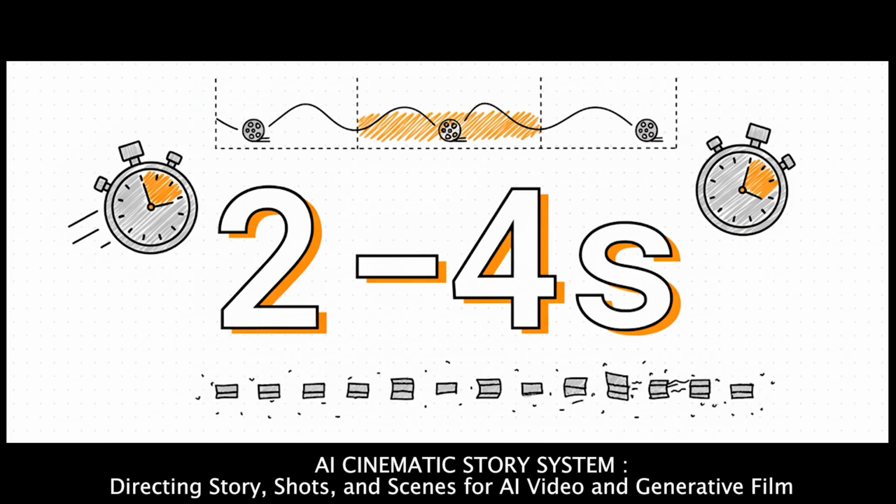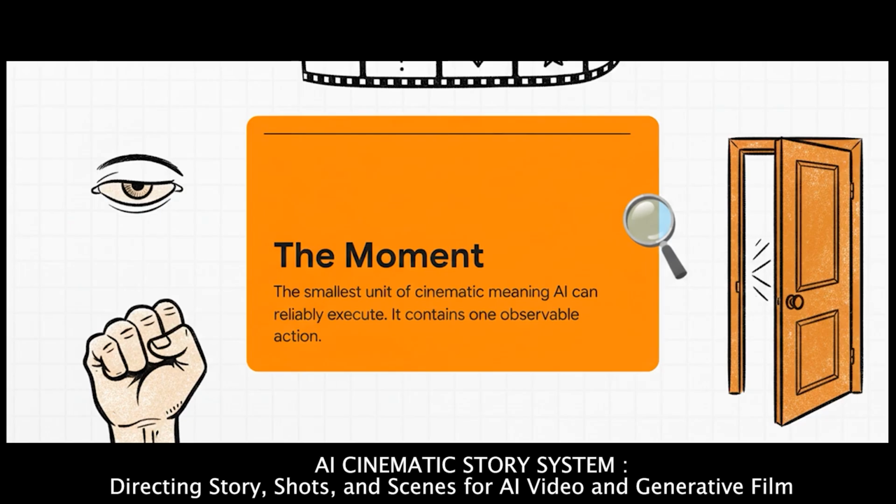Why? Because right now, all generative video models have a physics problem. The longer a clip runs, the more the AI has to guess, and the more chaos and instability creep in. So keeping your shots short, just 2 to 4 seconds, isn't a creative limitation, it's a technical reality. It's about working with the tool instead of fighting against it. And this leads us to a whole new way of thinking. Let's stop thinking in scenes and start thinking in moments.